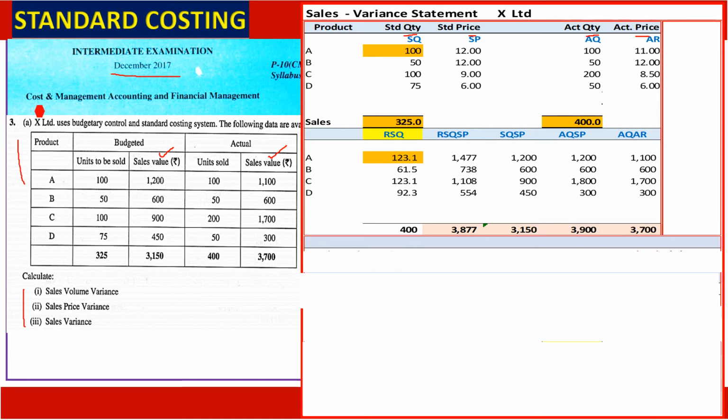Let us take it up. X Limited uses budgetary control and standard costing system. The following are the data. A, B, C, D are the 4 products. We post them.